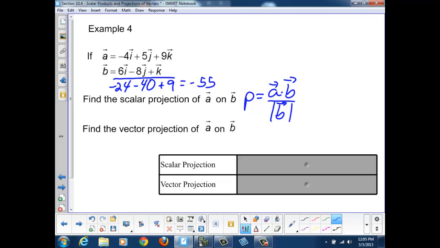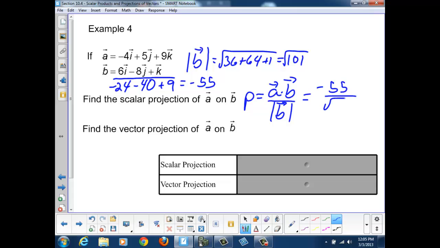This -55 then needs to be divided by the magnitude of B. And the magnitude of B is going to be the square root of the sum of the squares of the components. So the square root of 36 plus 64 plus 1, which turns out to be the square root of 101. So my scalar projection is going to be -55 over the square root of 101.